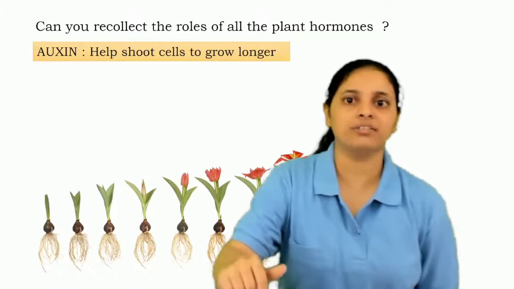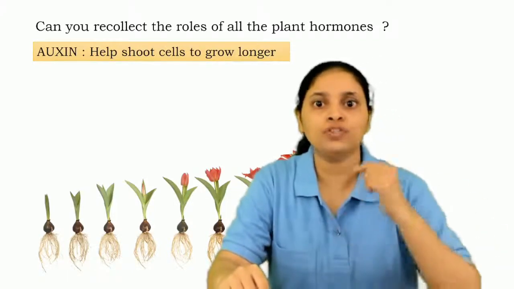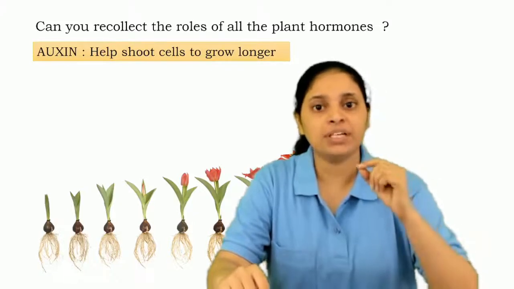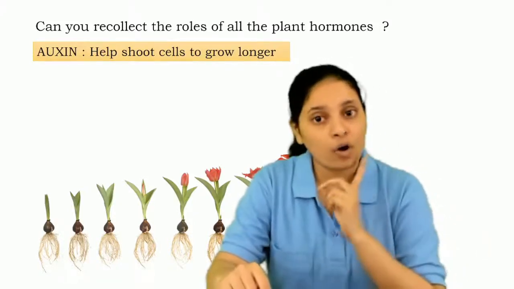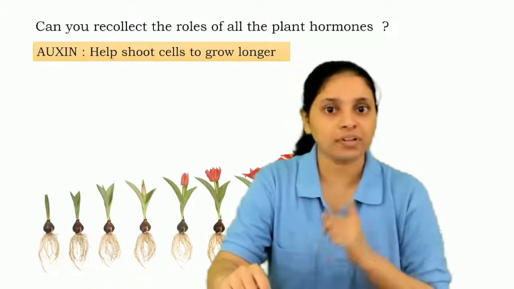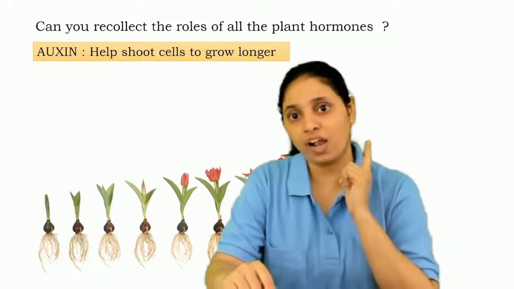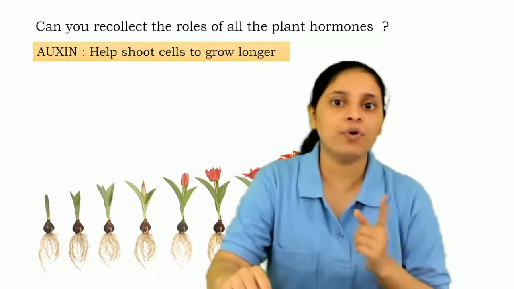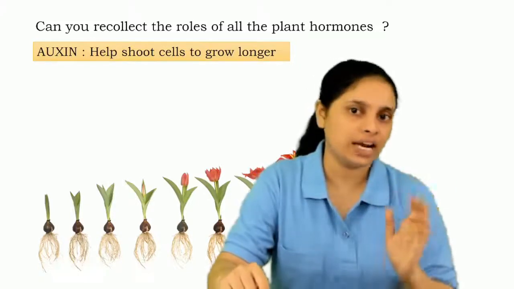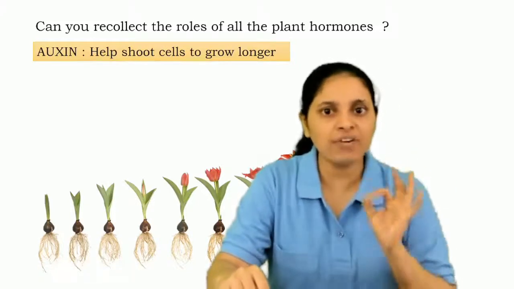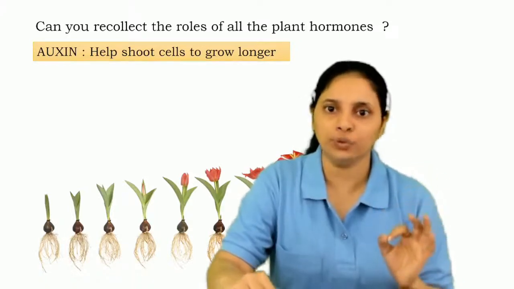First, number 1, we have auxin. It helps in growth of shoot and it helps the cells of the shoot to grow longer. Also, auxin promotes root formation. Auxin will promote phototropism, bending of the shoot towards the light source. Okay, so what is the main function? It helps in cell elongation in the shoot.